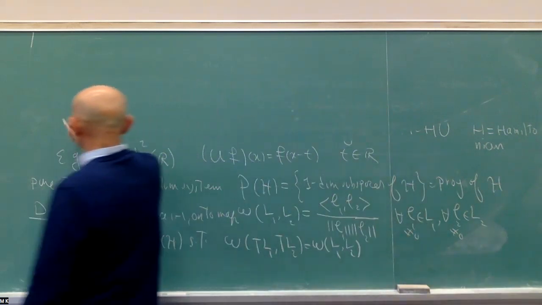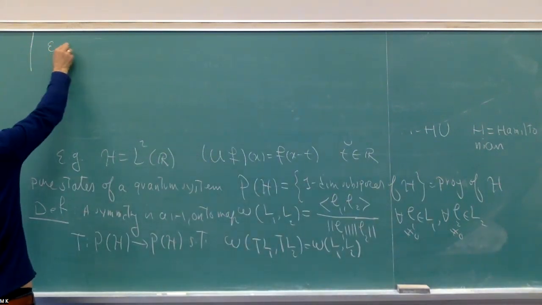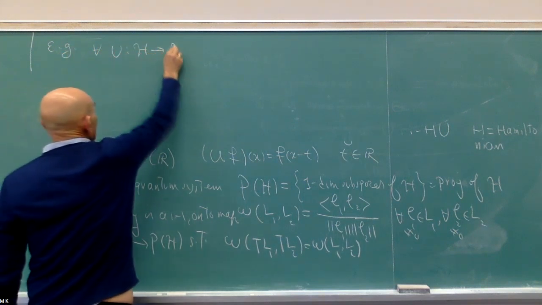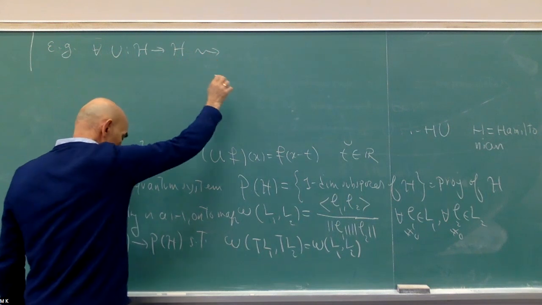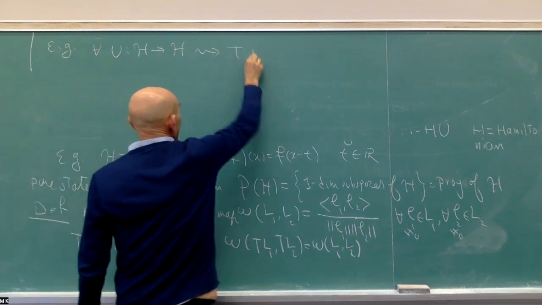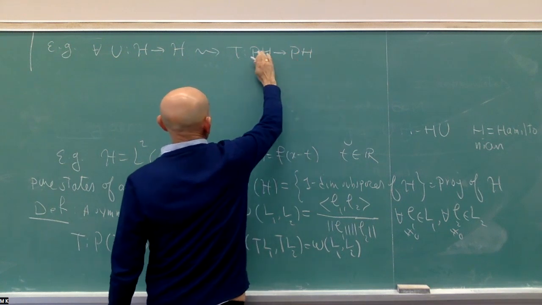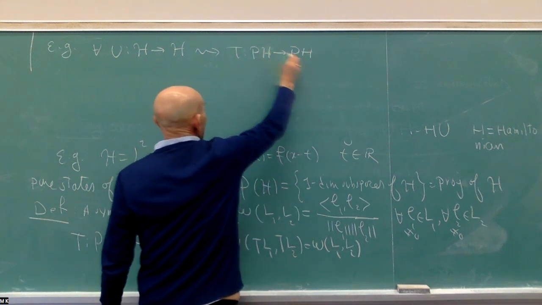So if for any U from H to H, this gives you a T from PH to PH. Oh, this has to be a Hilbert space. Sorry.